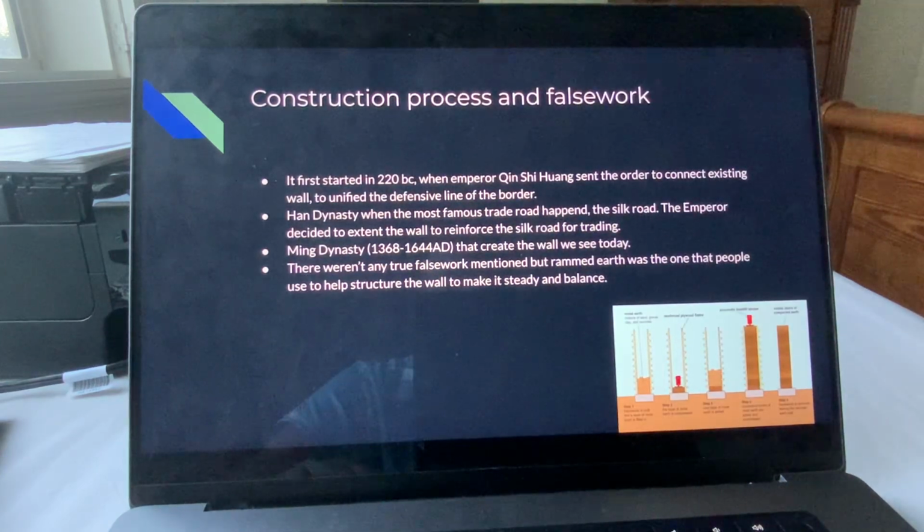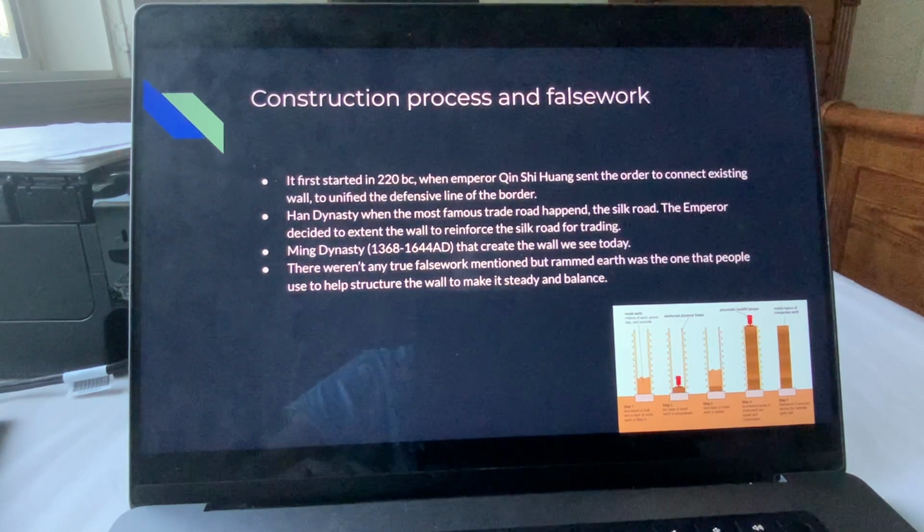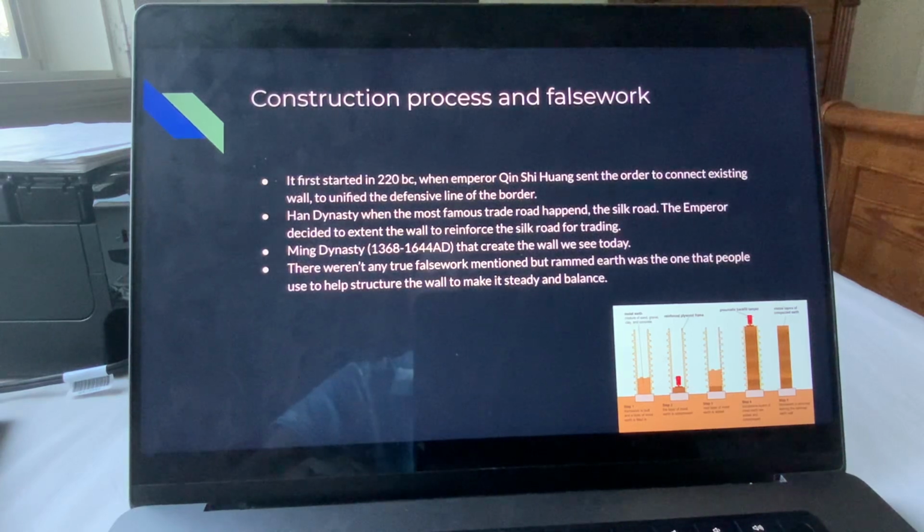So it first started in 220 BC, when Emperor Qin Shi Huang sent an order to connect the existing walls to unify the defensive line of the border. Then from the Han Dynasty all the way to the Ming Dynasty, they created the wall we see today. And there weren't any true false work mentioned, but rammed earth was what people used to help structure the wall and to make it steady and balanced.